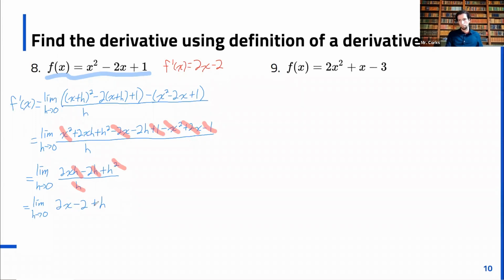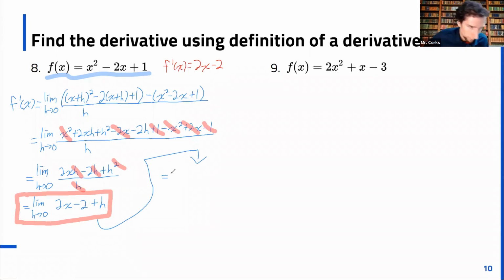Now what? You put 0 in the place of h. Okay. So this is the stage. In the previous examples, we said we could just erase the limit because it didn't apply anymore to our function. But at this stage, for these kinds of functions, it still does. We still have an h in our function here. So we need to evaluate the limit. Up to this point, we just kind of ignored the limit, but now we have to evaluate it.